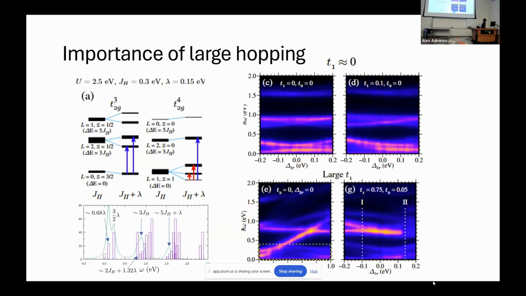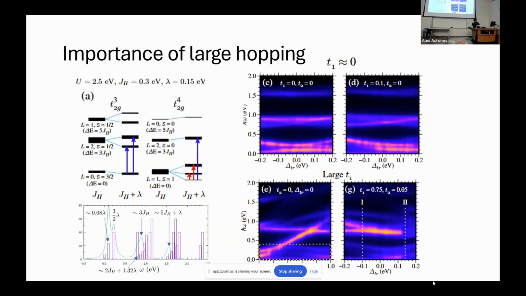And we do the calculation for no hopping or small hopping. And we see that because of the large separation between these two features, they can't mix. So basically, this low energy spectral weight will stay very robust. So our main goal at that time was really just trying to see whether we can even explain qualitatively the spectrum that we see in the lanthanum case.